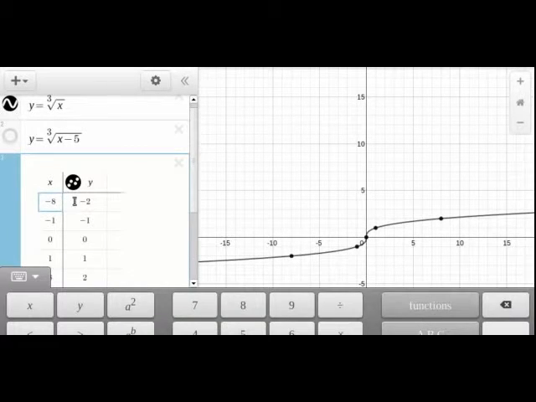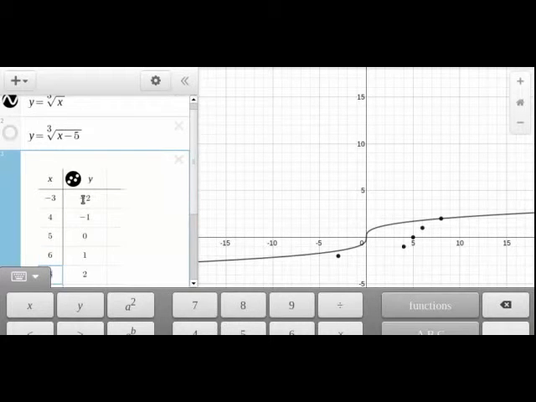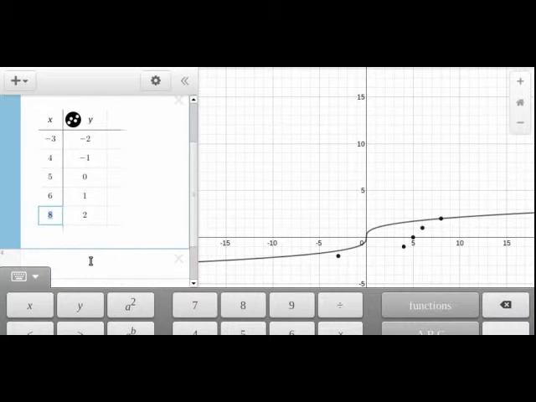So we're going to add on 5 to each of our x values. Here we go. Negative 8 plus 5 gives me negative 3. Negative 1 plus 5 gives me 4. 0 plus 5, 5. 1 plus 5, 6. And that last point's hard to see. It's 8 plus 5 is 13.